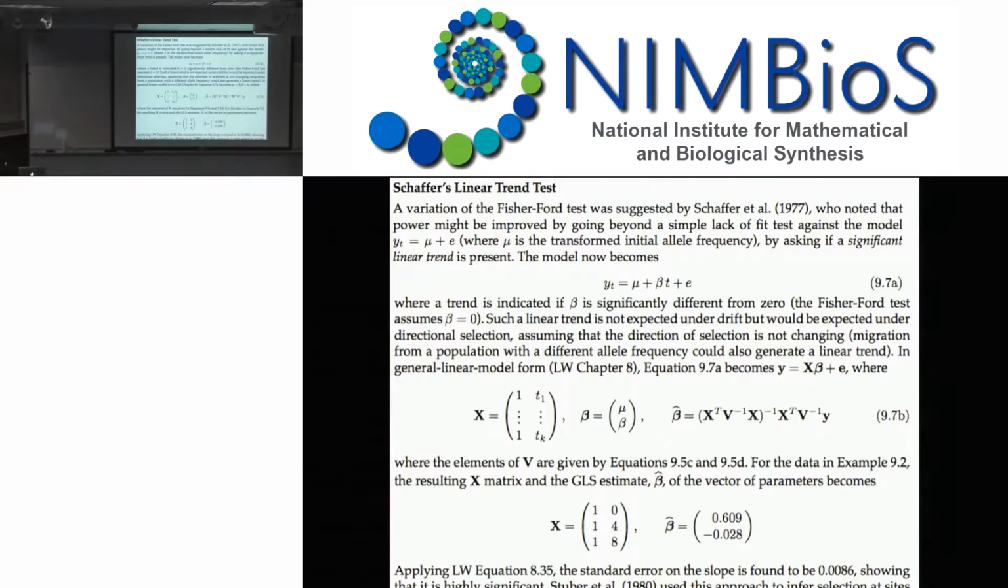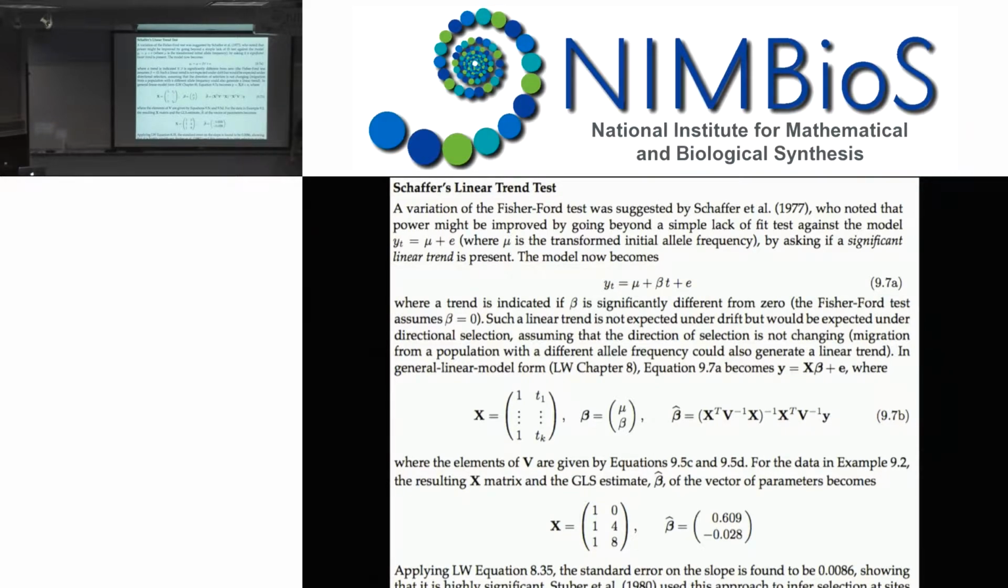Schafer said, well, we can make this test a little bit better. We can do Fisher-Ford, then we can also ask, is there a linear trend? That is, is there a trend in terms of the allele frequency changing? Because if it's just changing randomly, well, that could be drift. But if there's a linear trend, that's further additional support. So you can fit this model here. Now your X and beta matrix in the linear model becomes a vector of 1s, and now a vector of time points, and your second unknown is this slope here. You can then test and ask, is that slope significantly different from 0?